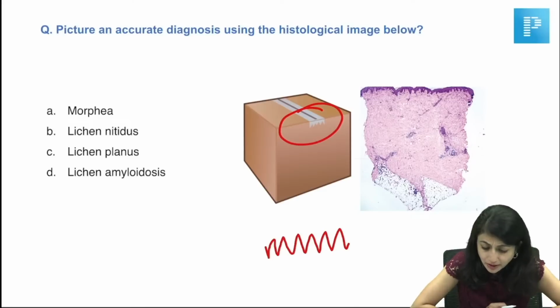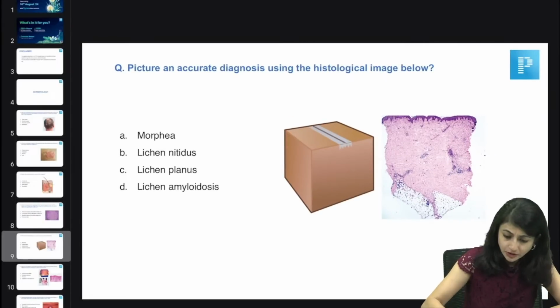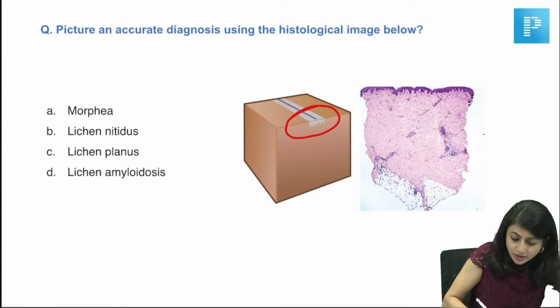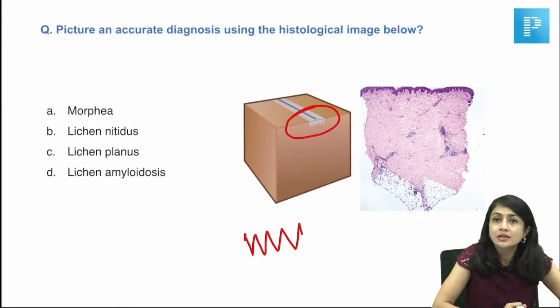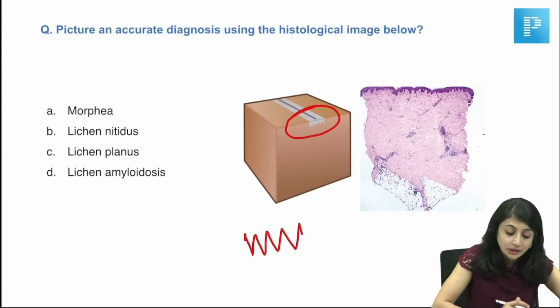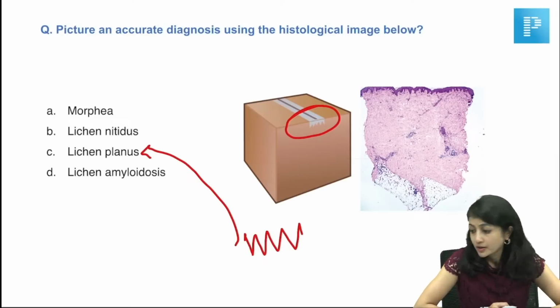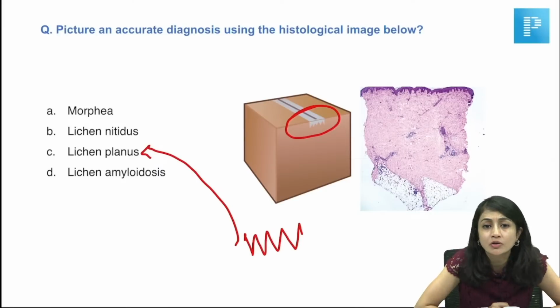The histopath image which has been provided is a very low power image. If they had given you this, this is sawtoothing that has been provided, and sawtoothing of rete ridges is seen in lichen planus. Some of you are telling me answer as morphea. Dr. Ashish, Dr. Lucky, can you help me out here?